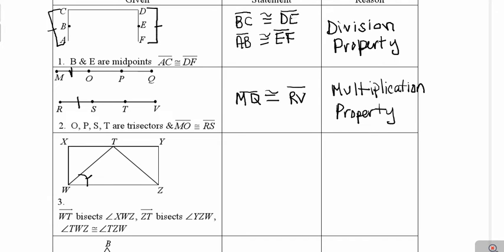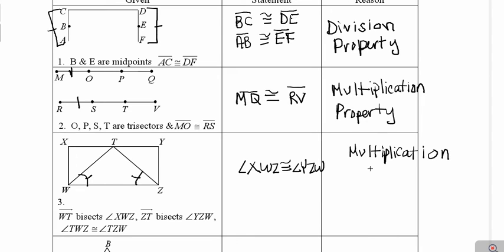In this third example, you see the word bisect twice, so that should immediately indicate that this is going to either be a multiplication or division problem. We are also given angle TWZ is congruent to angle TZW. Now, since we cannot make those angles any smaller, we can double them to get the entire angle, and so we know that the larger angle, XWZ, is congruent to angle YZW by the multiplication property. We went from the smaller angles to the larger angles, so this would be an example of the multiplication property for angles.